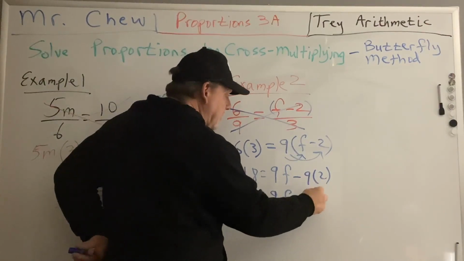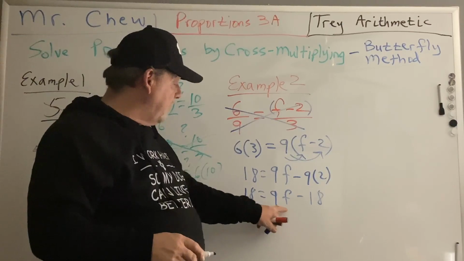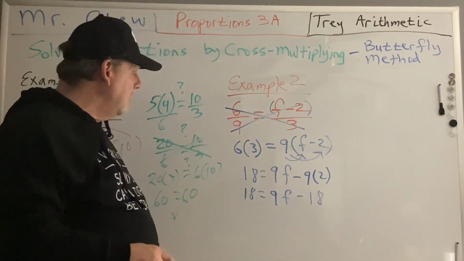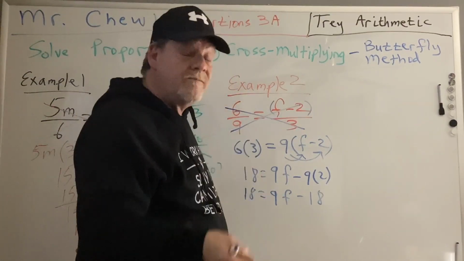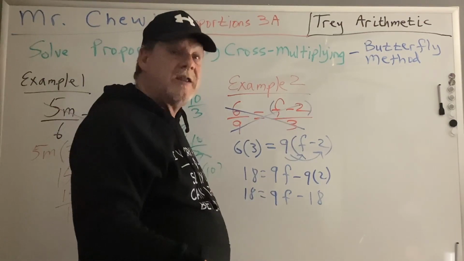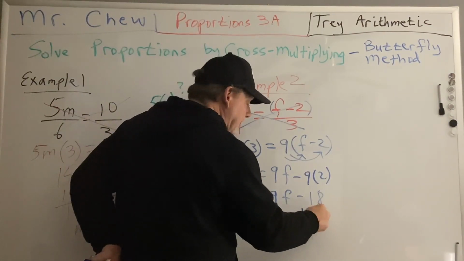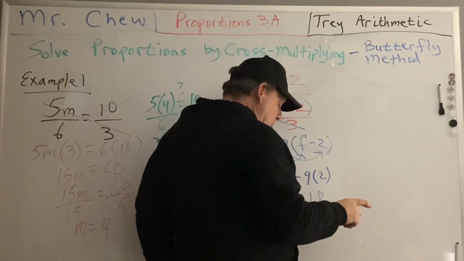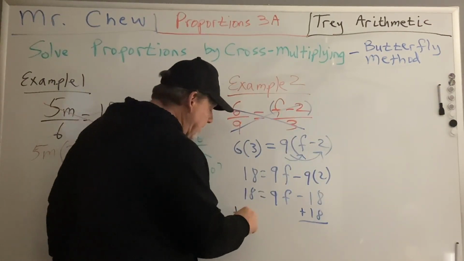9 times 2 is 18. All right, so now I've got a number equaling a coefficient times a variable minus a constant number. So I have to undo the minus 18, or do the inverse operation of subtracting 18. That's the opposite of minus 18, which is plus 18. It's the addition property of equality. If I have to do that to the left, then I have to add 18 to the right.